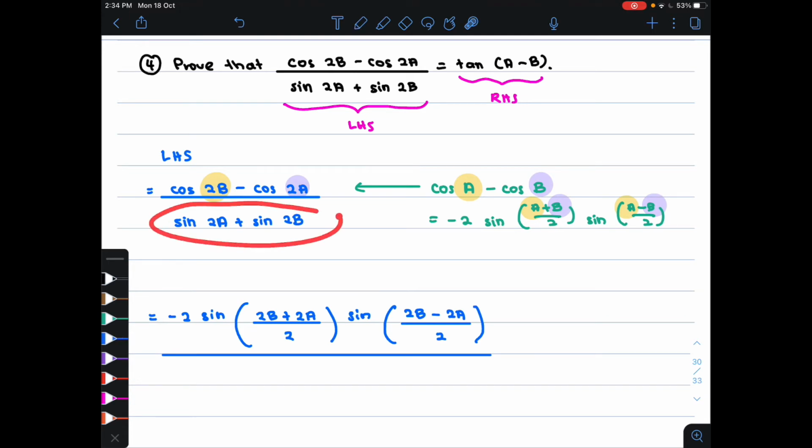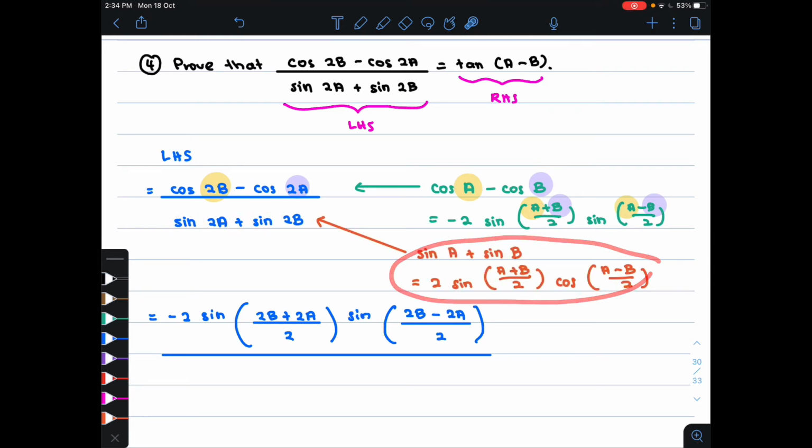For the denominator, we have sine plus sine. And this is the sum to product identities that we need to use. Therefore, by comparison, A is 2A, so we're going to change A to become 2A, and B is 2B, so we're going to change B to become 2B.